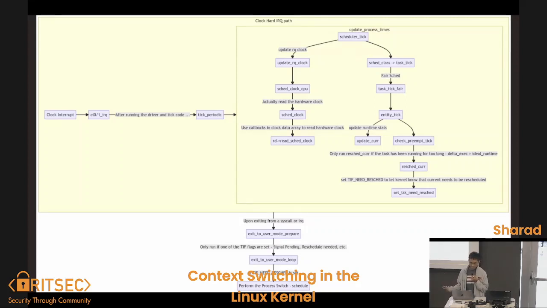Once you have exited from a syscall or an IRQ, any syscall or IRQ, not necessarily this one, the kernel will always run a thing called exit user mode prepare, which checks if there's any work that needs to be done with that thread flag. If there is work to be done, like a signal pending or a reschedule is needed, it runs exit user mode loop, and that actually does the context switch, which is done by a thing called schedule.